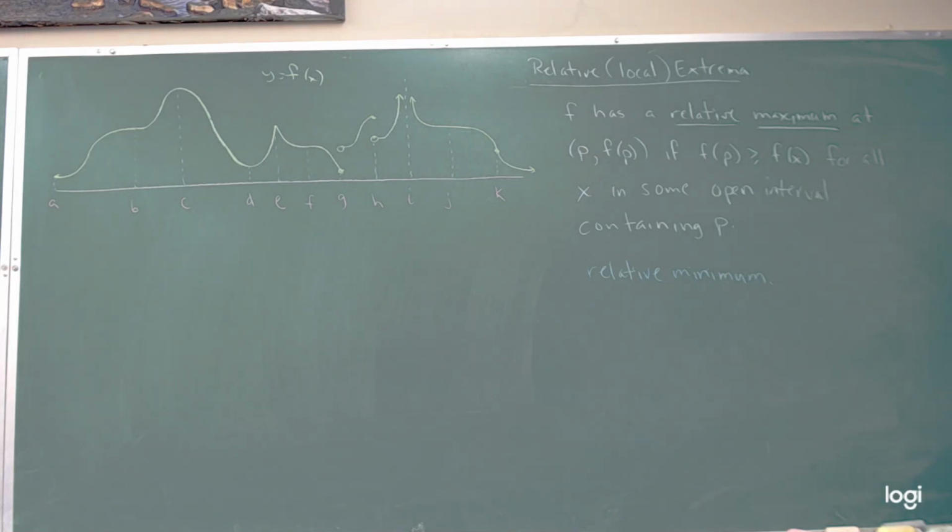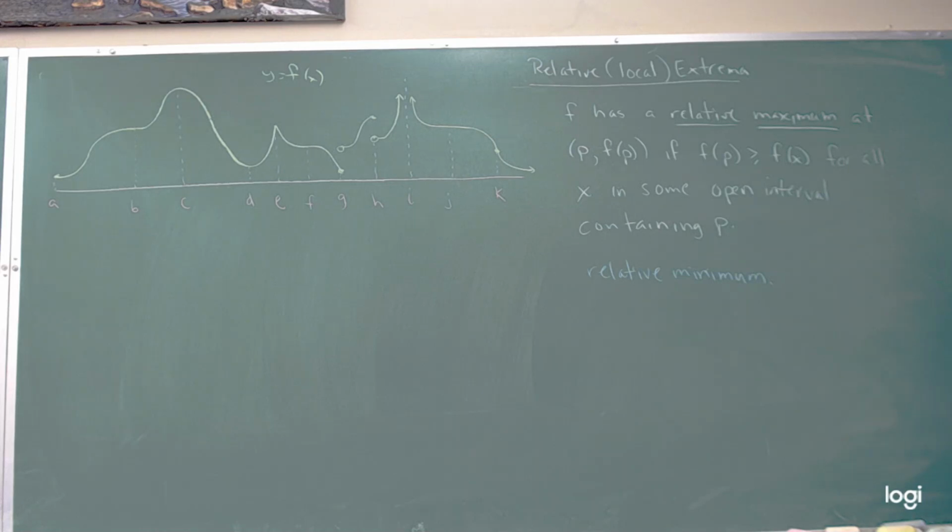So what we're saying for a relative maximum is that f has a relative maximum at the ordered pair p comma f of p if f of p is greater than or equal to f of x for all x in some open interval containing p. We're going to talk about what that means.